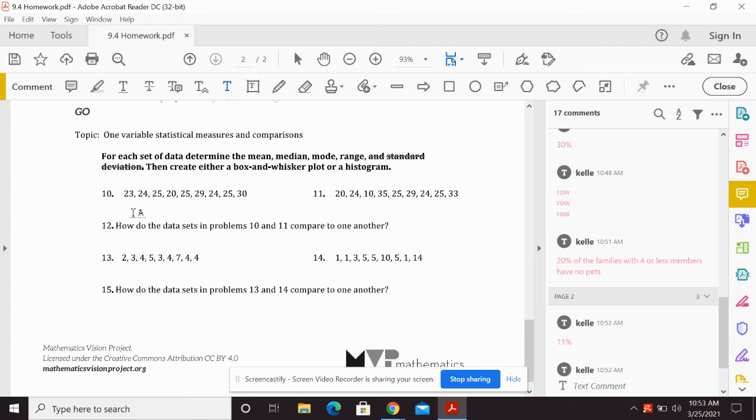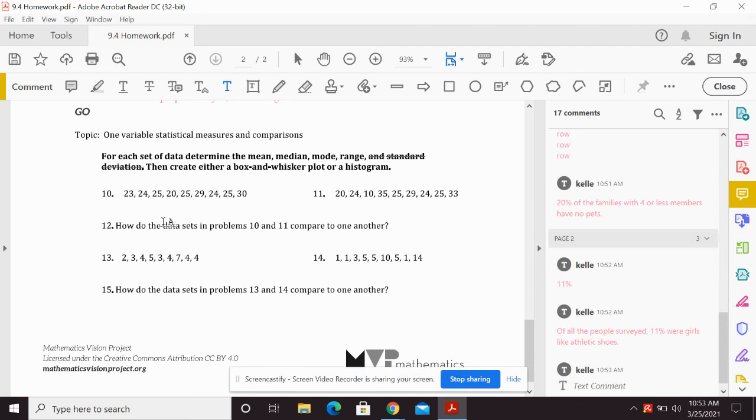The first thing you want to do before you try and do mean, median, mode, or range is put them in order from least to greatest. I don't think I've emphasized that enough to you. So make sure you order them from least to greatest.